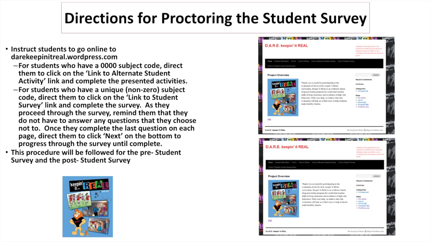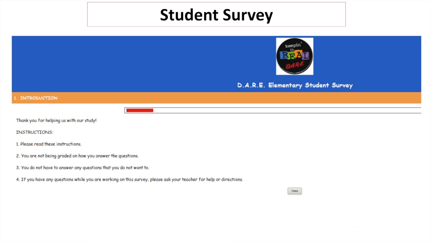For students who have a 0000 subject code, direct them to click on the Link to Alternate Student Activity link and complete the presented activities. For students who have a unique non-zero subject code, direct them to click on the Link to Student Survey link and complete the survey. Please follow along as I'm now going to go over some highlights from the student survey.